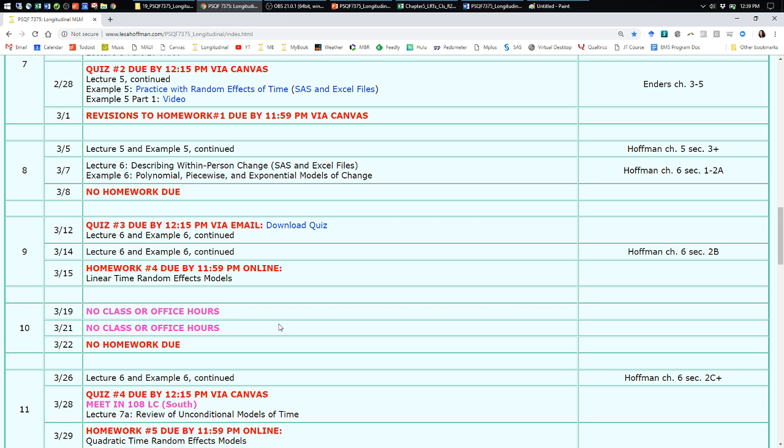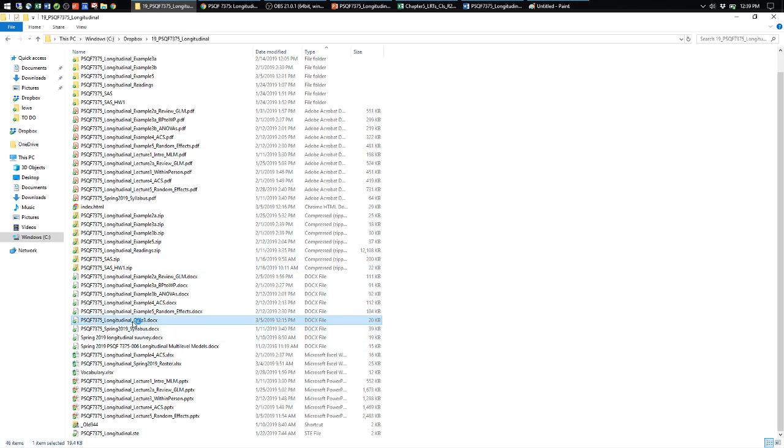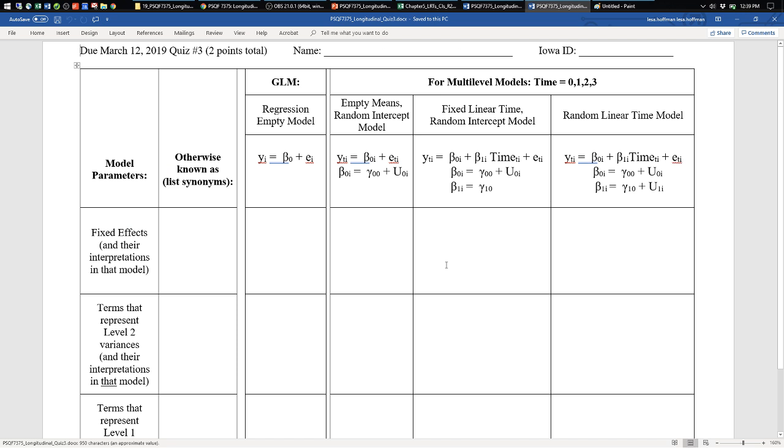You have a quiz that will be due on Tuesday, and note that it's right here. It is a worksheet that I want you to fill in. I couldn't figure out how to make that work on Canvas, but we can take a look at that real quick so I can try to describe what I'm looking for. So this is a drill on notation. I have 4 different models across the top here.